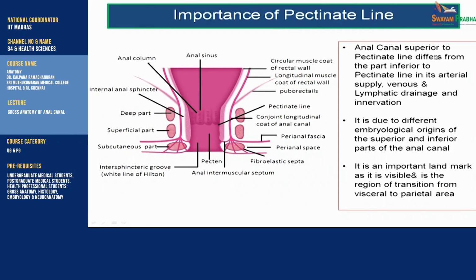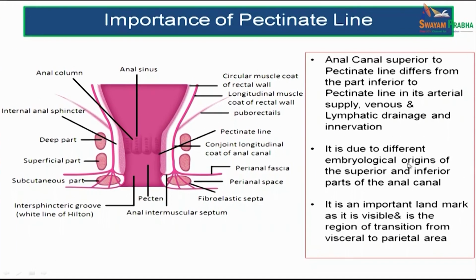As I have already mentioned, the anal canal superior to the pectinate line differs from the part inferior to it in its arterial supply, venous drainage, lymphatic drainage and innervation, which we have studied in detail. This is because of different embryological origins of the superior and inferior parts of the anal canal. It is an important anatomical landmark as it is visible and is the region of transition from visceral to parietal area. It is an anatomical and embryological landmark.